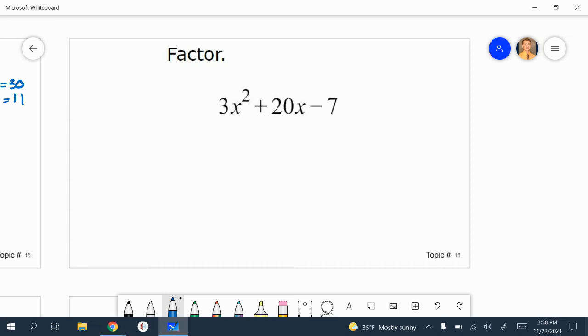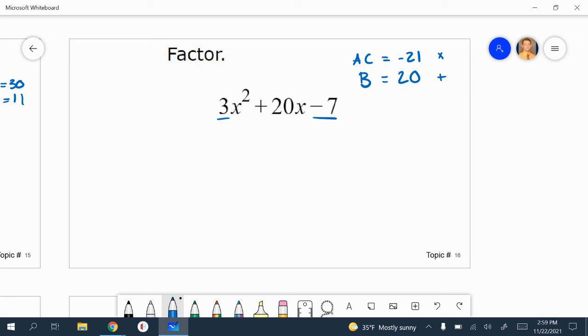The surefire method is to write down A, C, and B. And by doing this, what I mean is I want to multiply my A value by my C value. Here's my A value and there's my C value, because it goes A, B, C. So 3 times negative 7 is negative 21. My B value is 20. So I need two numbers that multiply to give me negative 21 and add to give me 20.